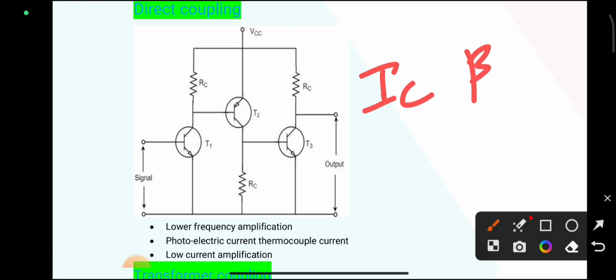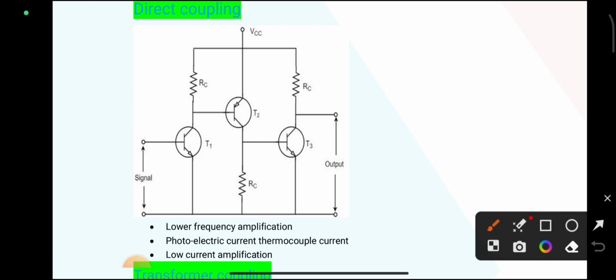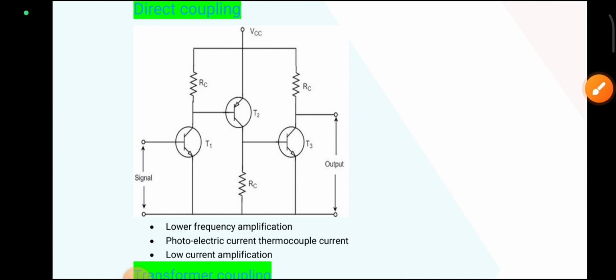Okay, so the uses of this circuit. I already said low frequency amplification and low current amplification. And this circuit is very simple. Here we use a smaller number of resistors and transistors. There is no use of capacitors and transformers or components like that. So this circuit is very simple and also low cost. But this circuit cannot be used for high frequency and high current.